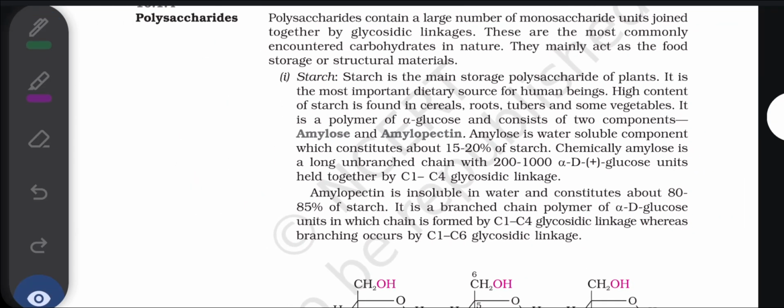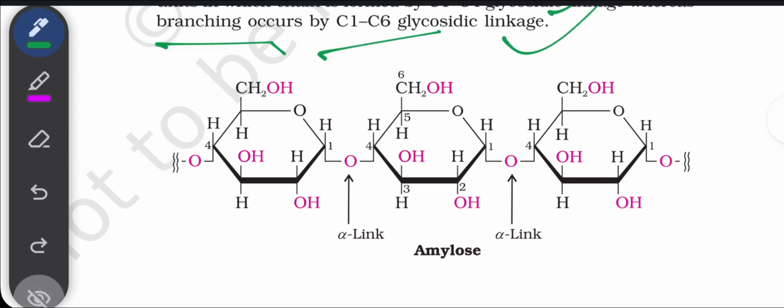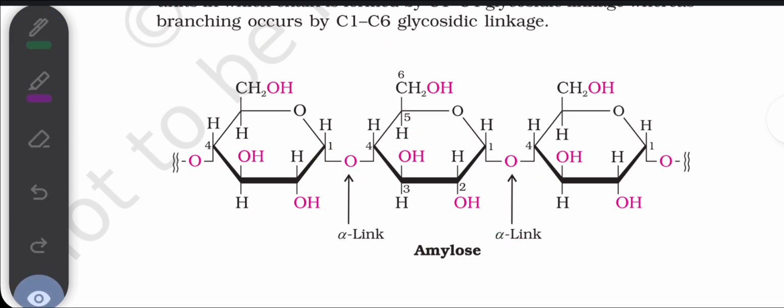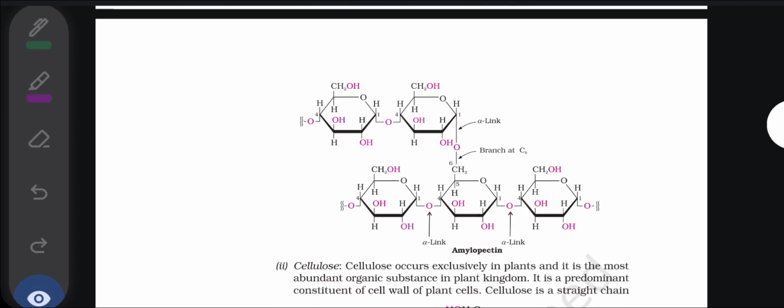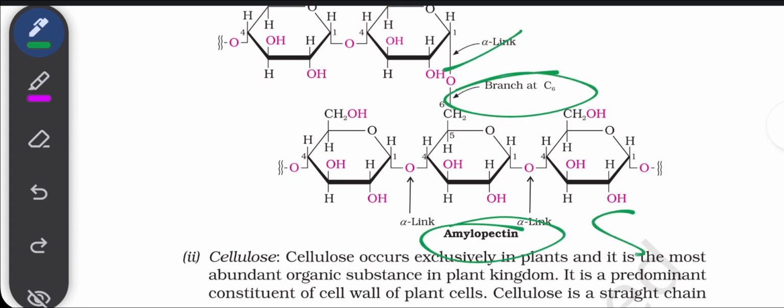Okay, so that is all about amylose. See, this is the structure for amylose. C1C4 linkage is seen over here, है ना? C1C4 linkage is there, and amylopectin में branching हो जाती है, branching at C6, alpha linkage of C1C4 and branching at C6. So this is amylopectin, 80 to 85%.